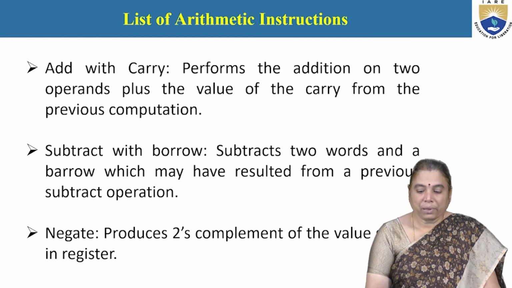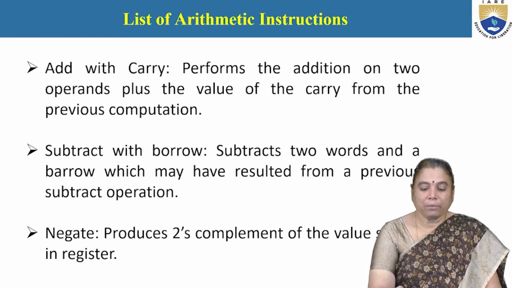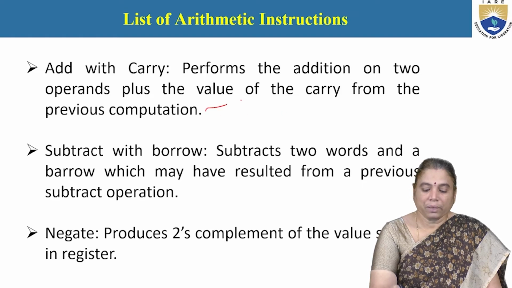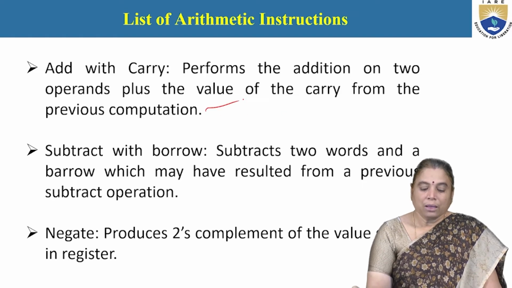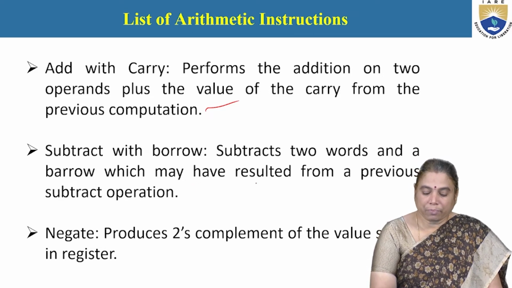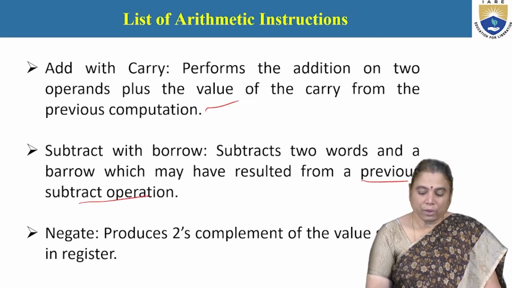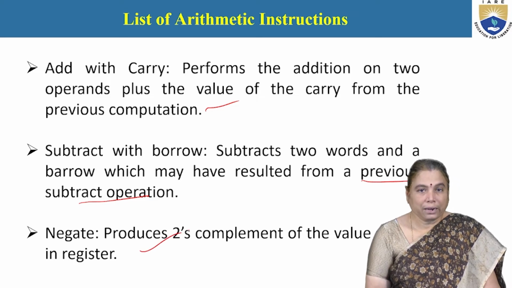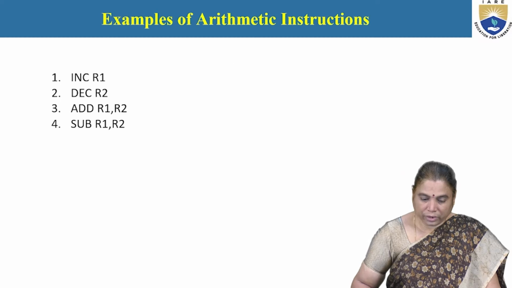Add with carry performs the addition on two operands plus the value of the carry from the previous computation. Subtract with borrow subtracts two words and a borrow which may have resulted from the previous subtract operation. Negate produces the 2's complement of the value stored in the register. All these are a variety of arithmetic micro instructions.